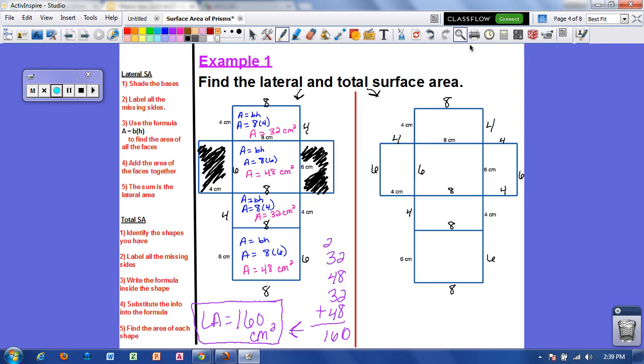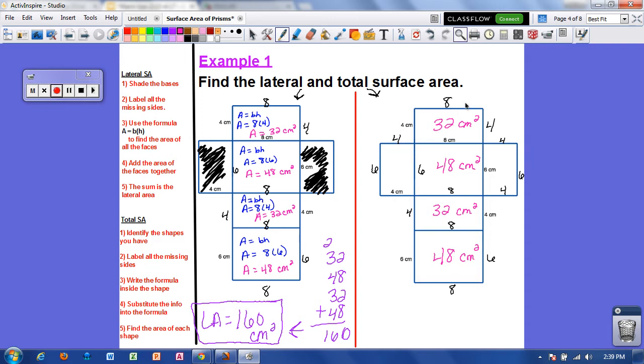Okay, and I am going to zoom in again. Now, since this is the exact same figure as before, I'm just going to go ahead and transfer the areas I already know. So I know that this is 32 centimeters squared. I know this is 48. I know this is 32. And this is 48.